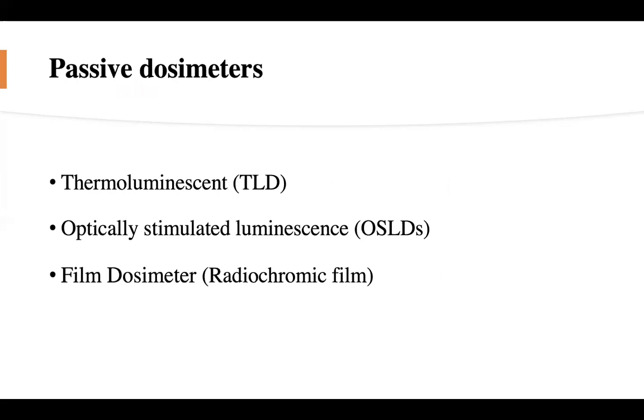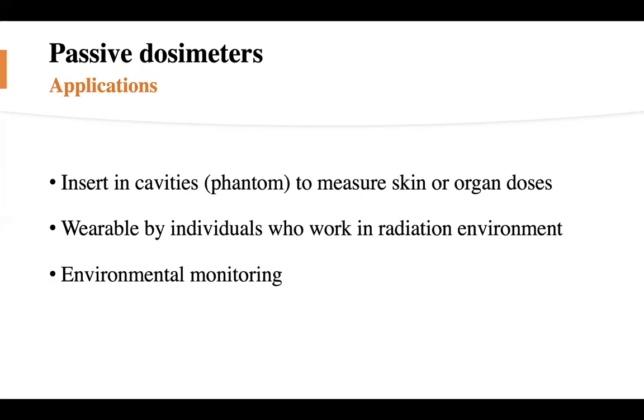One of the famous passive dosimeters is thermoluminescence TLD, optically stimulated luminescence OSLD, which is a newer one, and radiographic film dosimeters, because they do not give direct measurements and need different devices or a reader to reveal the dose. Applications of passive dosimeters include use in certain cavities or phantoms to measure skin or organ doses, wearing by individuals who work in a radiation environment, radiation workers, and environmental monitoring.